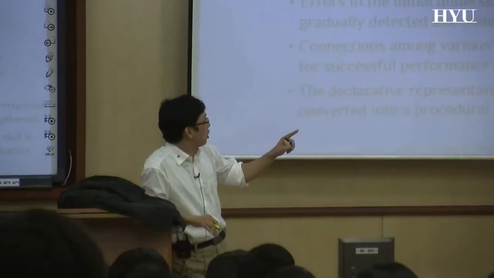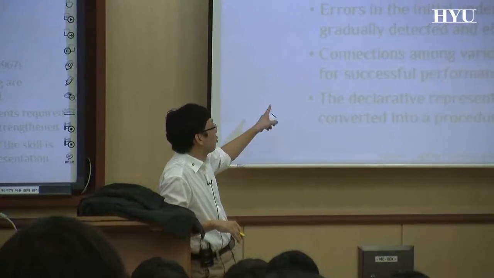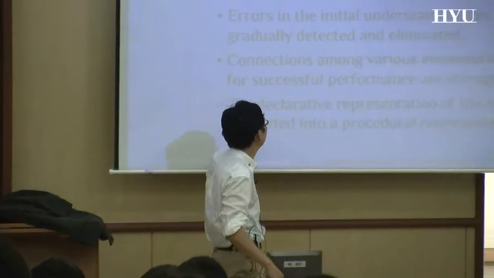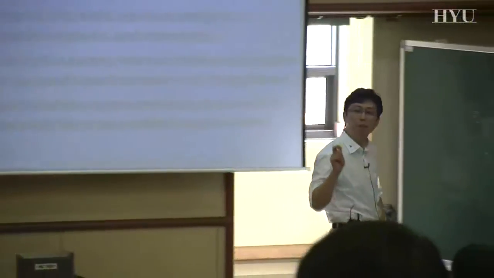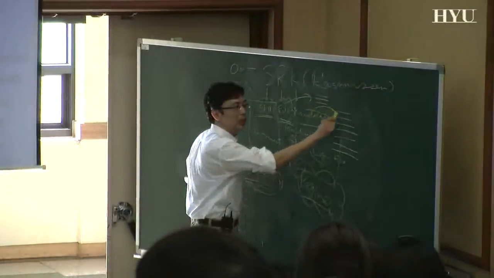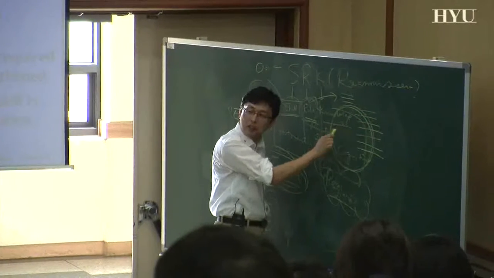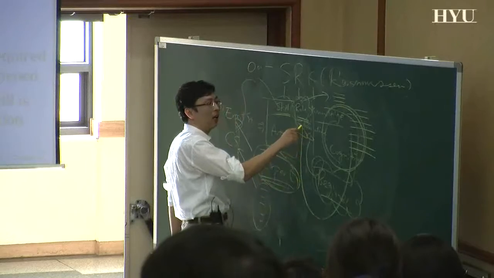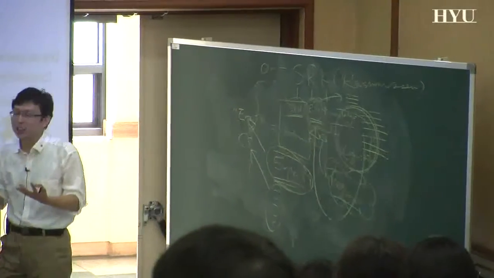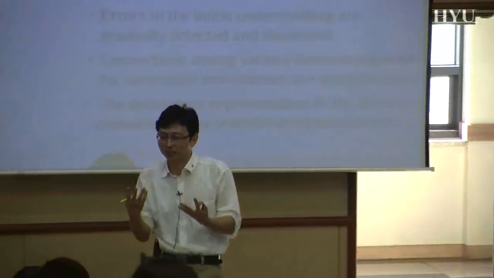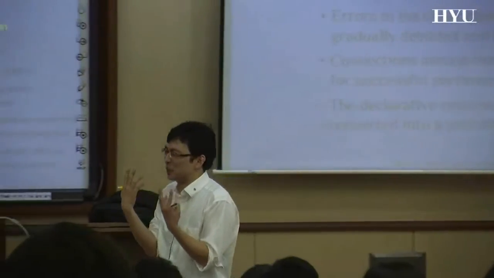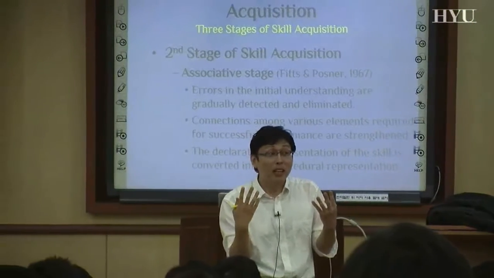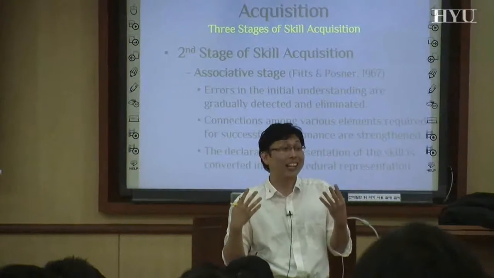Okay? So that is a picture, but in here, connection among the various elements required for successful performance, and declarative representation of skill is converted into the implicit memory. So this one is declarative knowledge. Okay, facts about everything. This one must go into in here. Likewise, it's not declarative anymore. It's kind of procedure. Implicit. You can't explain it, but you know how to do it. That's why the expert knows how to do it, but they can't explain it.